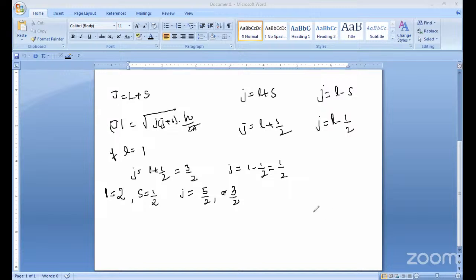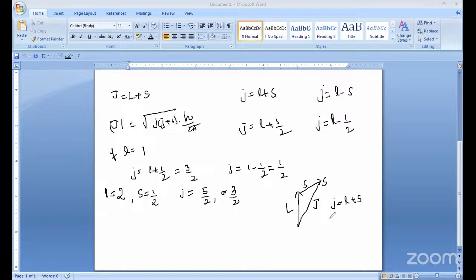When L and S are both aligned in the same direction, say L is in this direction and S is also in this direction, the combination of these two gives you J. So generally J is equal to L plus S.